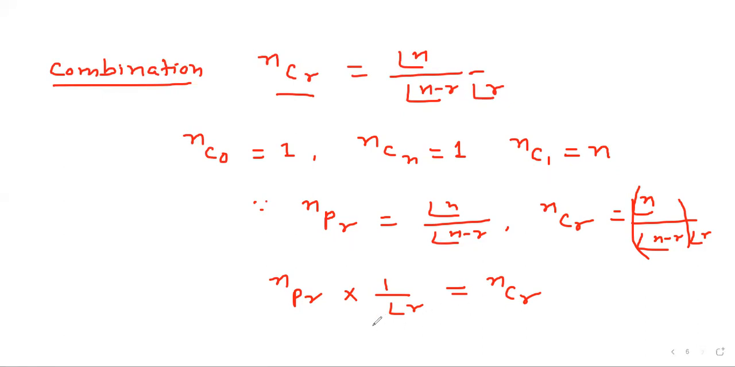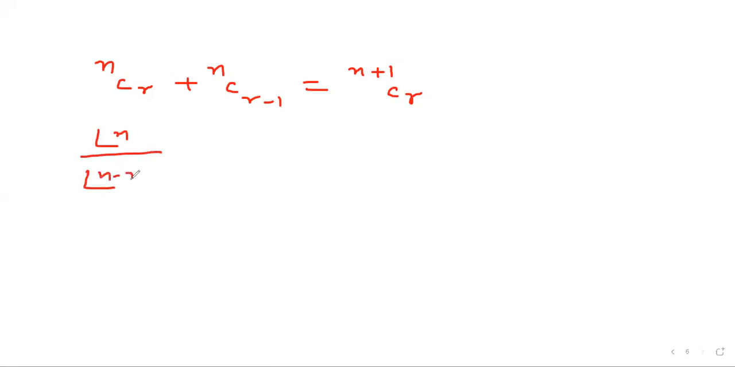Now, let's proceed. Let's see one theorem: nCr plus nC(r minus 1) equals (n plus 1)Cr. Let's see how to prove it. So factorial n upon factorial n minus r factorial r, plus factorial n upon factorial n minus r plus 1 times factorial r minus 1.